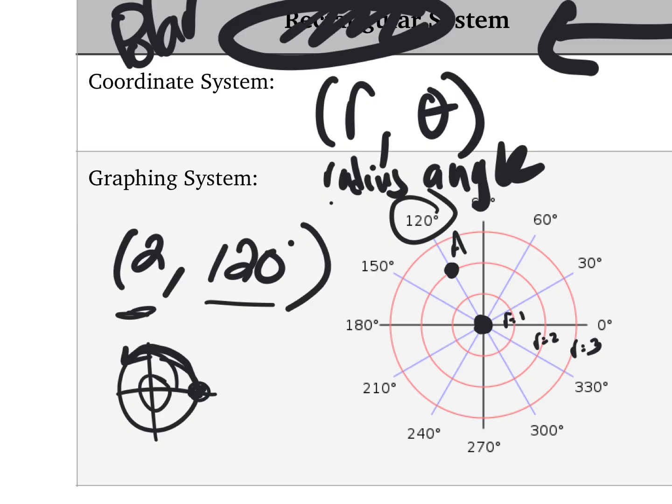What's interesting about this system is that the center, just like the origin in the rectangular system, has a name, and this is called the pole. This is essentially when radius equals 0. So that is generally the idea of how the system works.